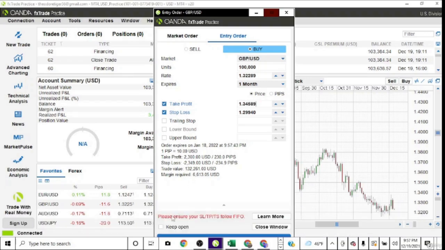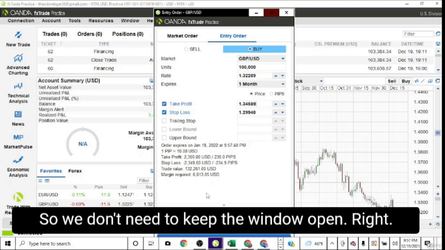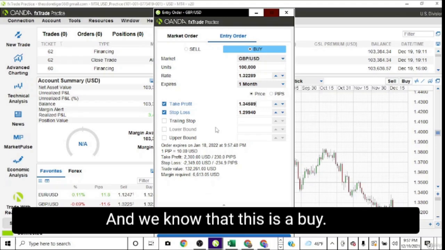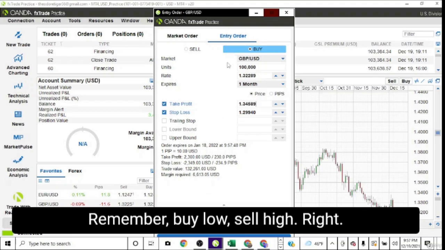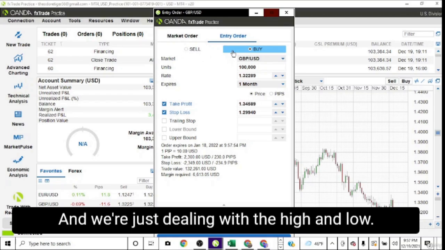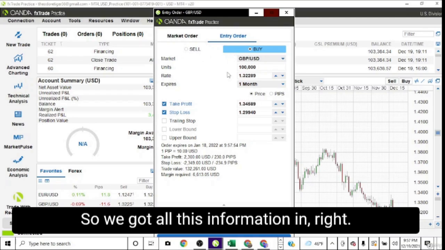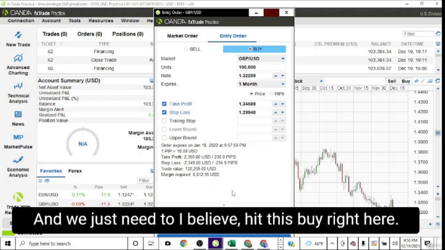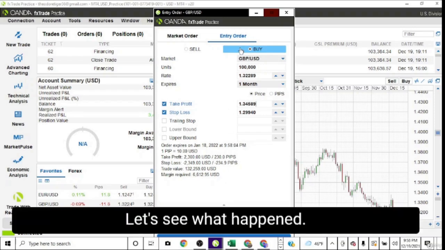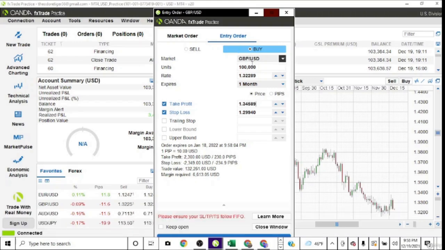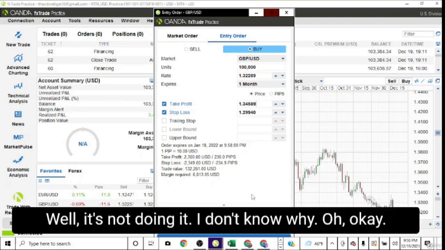Okay, so we don't need to keep the window open, right? And we know that this is a buy. Remember, buy low, sell high, right? And we're just dealing with the high and low. So we got all this information in, and we just need to, I believe, hit this buy right here. And let's see what happens. Well, it's not doing it. I don't know why. Oh, okay.